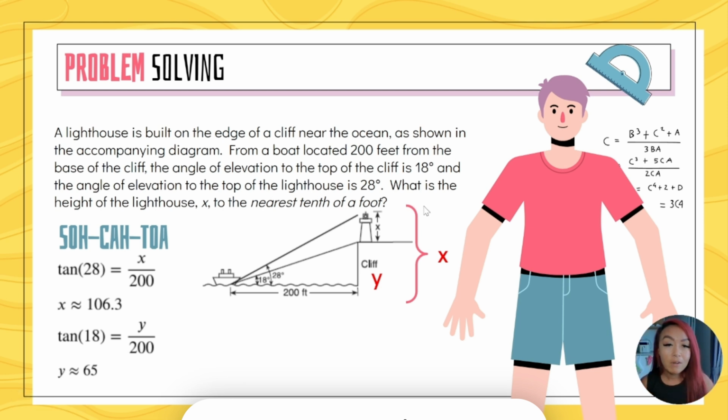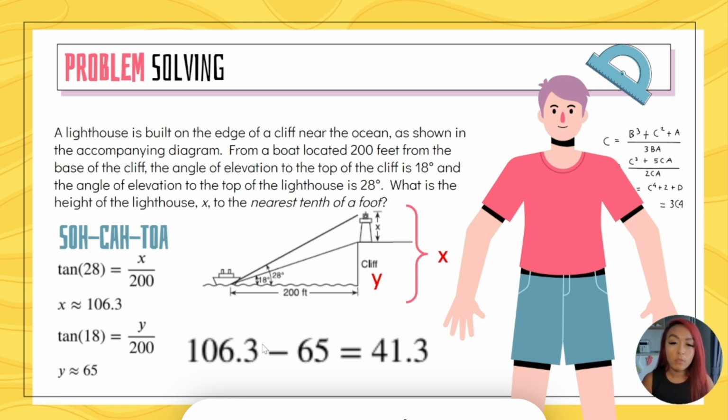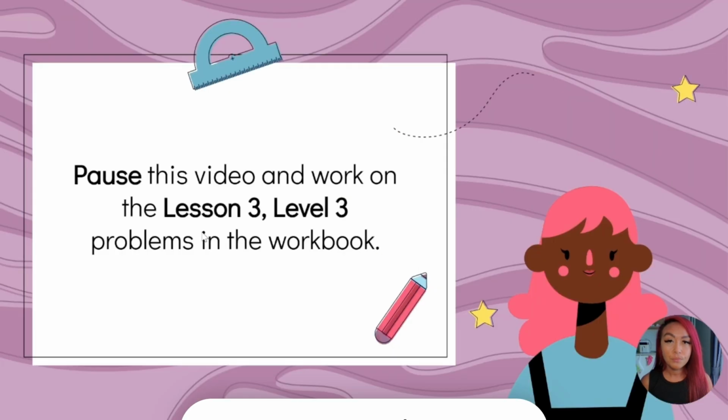So now we have this entire length and the length of the cliff. So what we're going to do is we'll subtract those 2 values. We'll do 106.3 minus 65, and we get 41.3. So the height of the lighthouse to the nearest tenth of a foot is 41.3 feet.